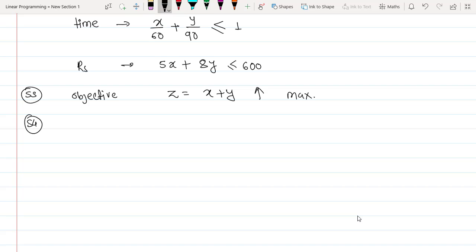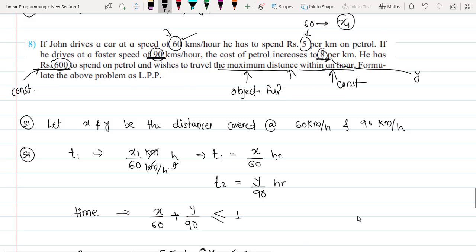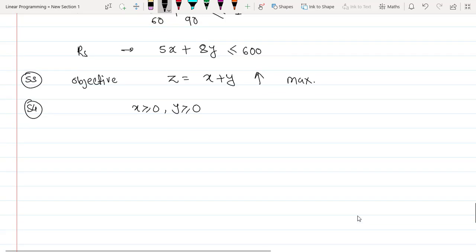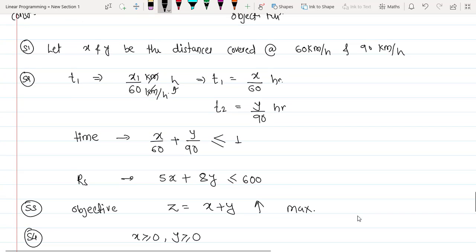Step number 4 is the non-negative constraints. So x and y are the distances, so they cannot be negative. They can be 0 but they cannot be negative. So this is how you get the total linear programming problem formulation in these simple 4 steps. I hope you are understanding this.